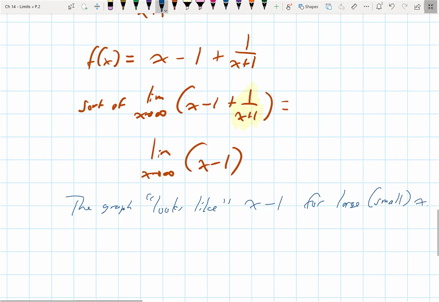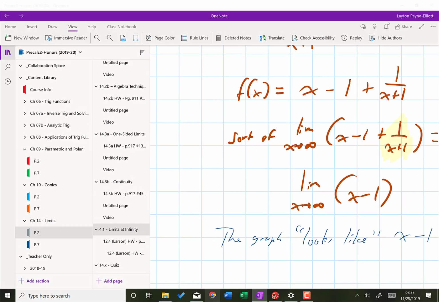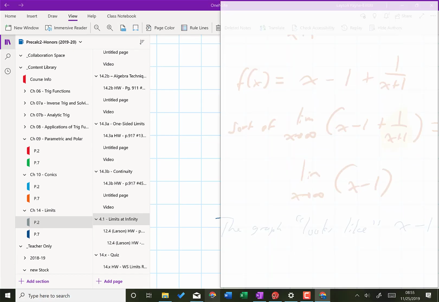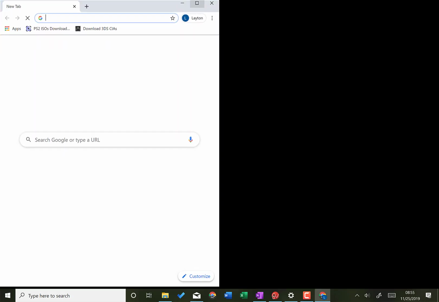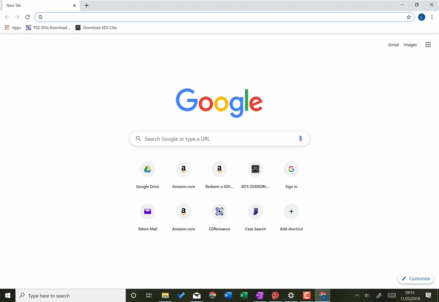So we're going to switch over and actually show this, which means, yes, Connor, I have to open up Chrome. I know. So let's get this going with a Desmos thing.